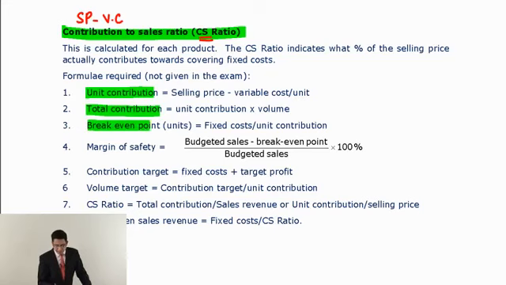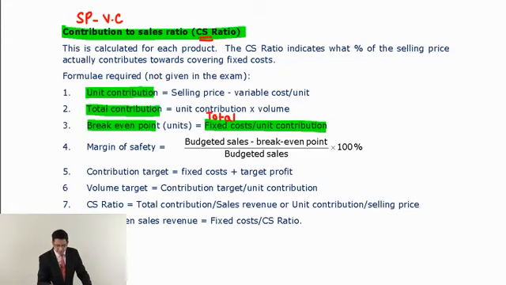Break-even point is a very simple formula: fixed costs divided by unit contribution, or contribution per unit. Now remember one thing: when it is fixed cost, it is not fixed cost per unit. Even if it's given as fixed cost per unit, please convert it into total fixed costs for the period. So total fixed costs divided by contribution per unit.